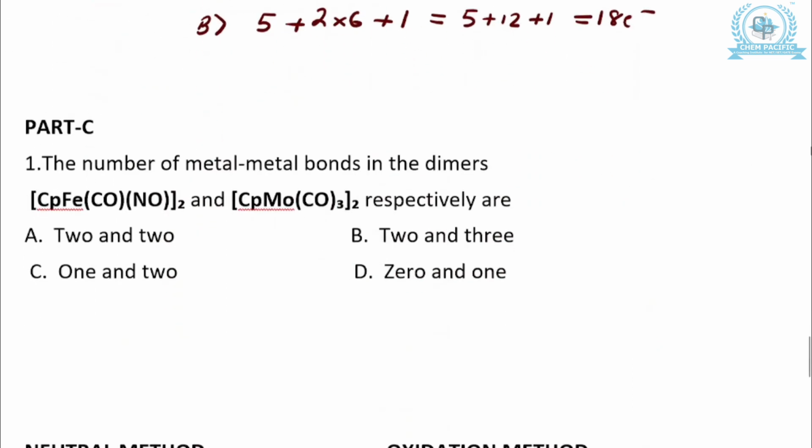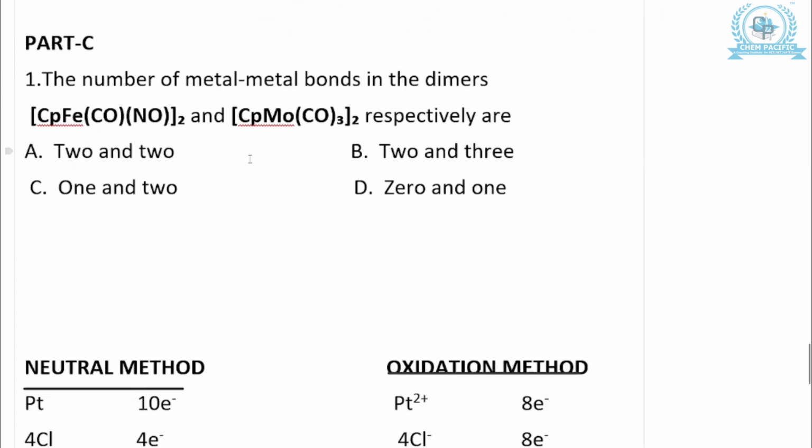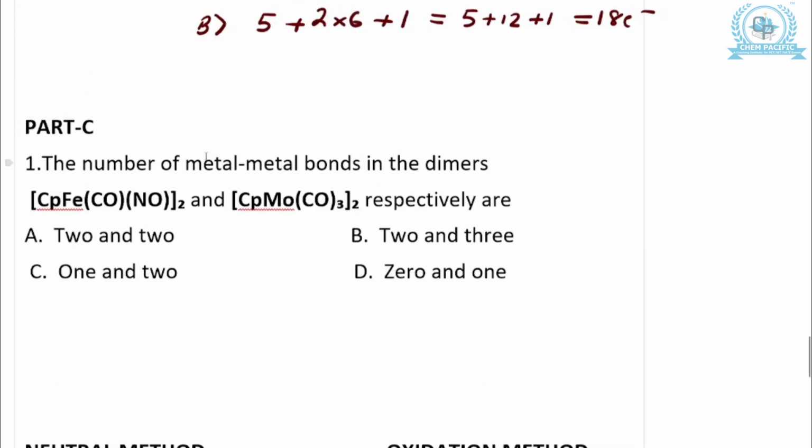Now let us move on to the next question, and again they're asking for the number of metal-metal bonds in the dimer. In this case you see that they have not informed whether the nitrosyl is linear or bent. Whenever this kind of situation arises, you have to consider the nitrosyl to be linear only, and we know the linear nitrosyl is always a 3 electron donor.